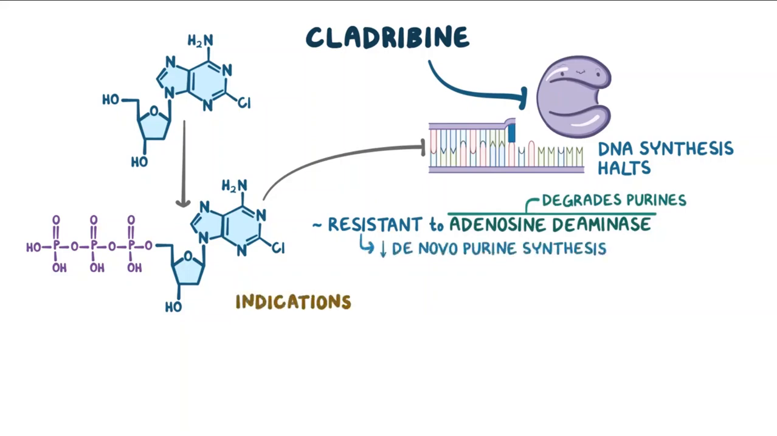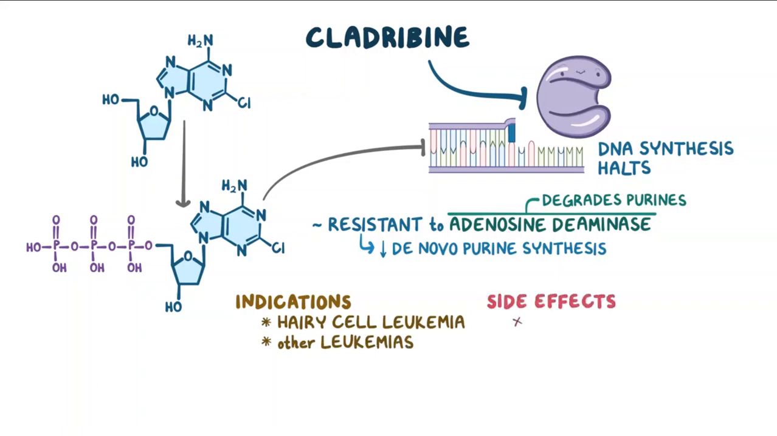Moving on to indications, cladribine is the drug of choice for hairy cell leukemia, and it can also be used for other types of leukemias. Side effects include bone marrow suppression and megaloblastic anemia.